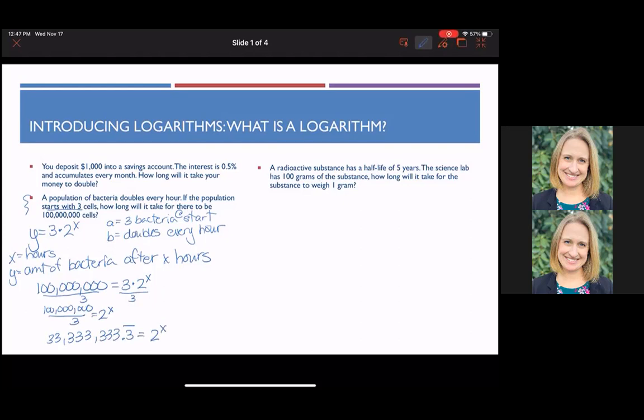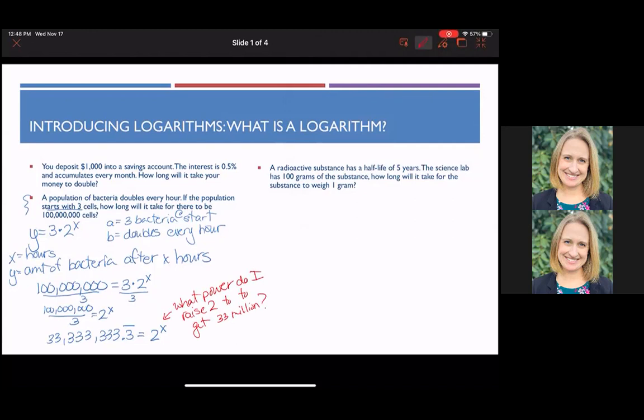And so now, neither of these numbers is very pretty. Either number is going to be this idea of 2 to the X. And so our question is, what power do I raise 2 to get that 33 and change million? And so we can do this in a couple of ways.